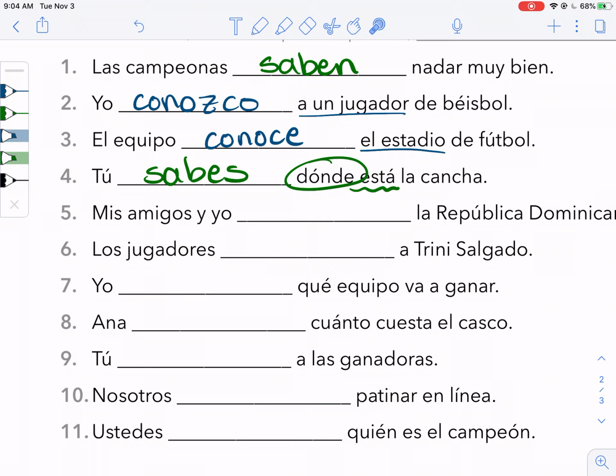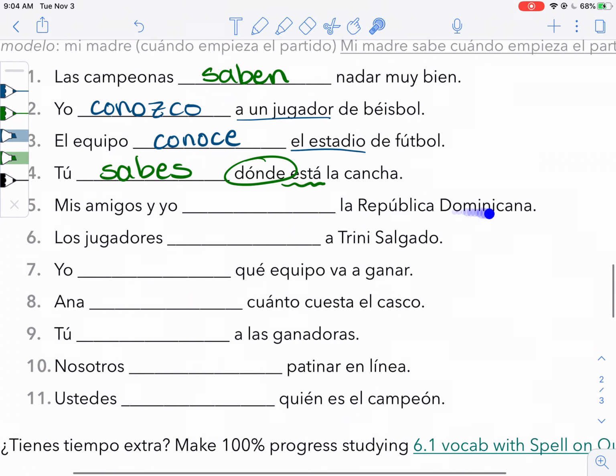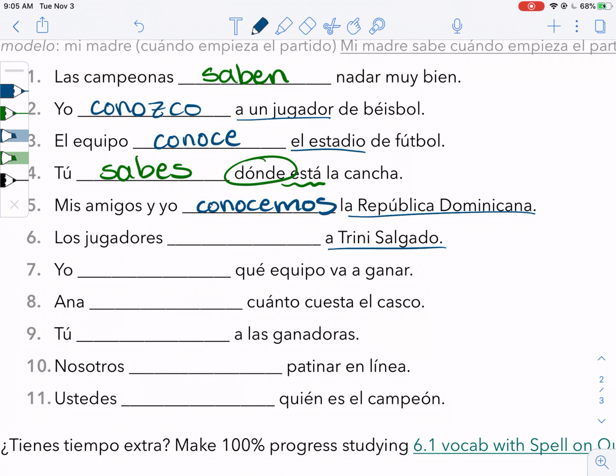Número 5. Mis amigos y yo, la República Dominicana. The Dominican Republic is a place. So conocemos. Los jugadores a Trini Salgado. Trini Salgado is a person. So ellos conocen a Trini Salgado.